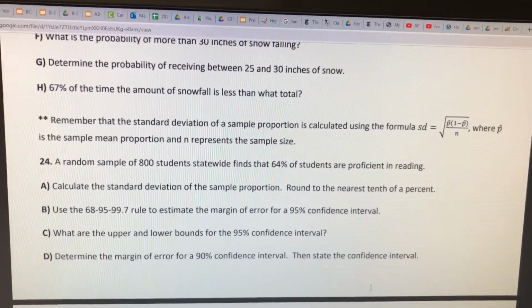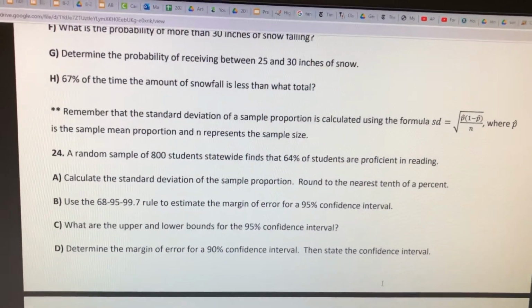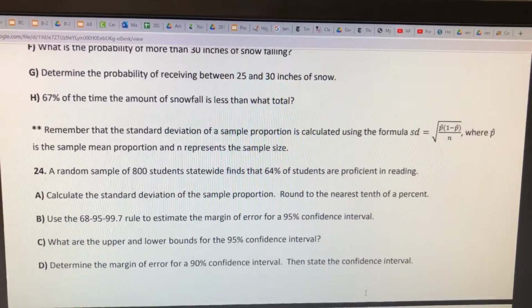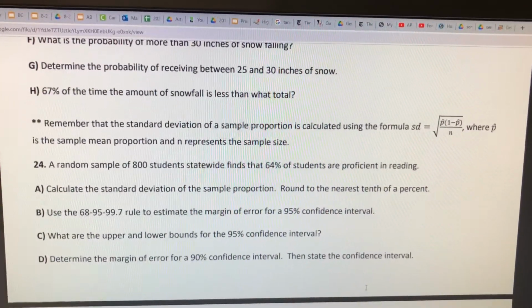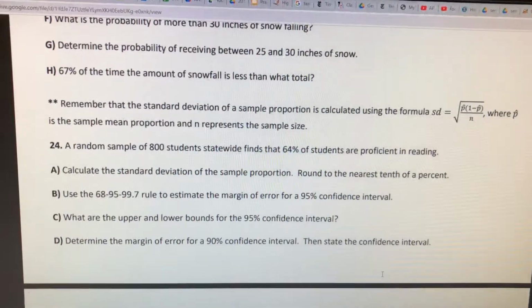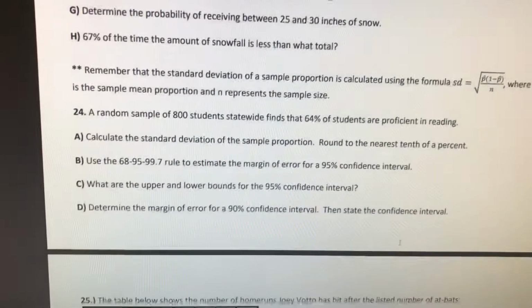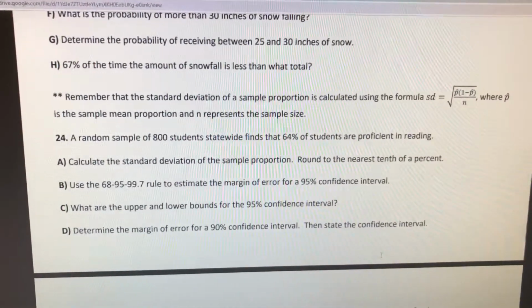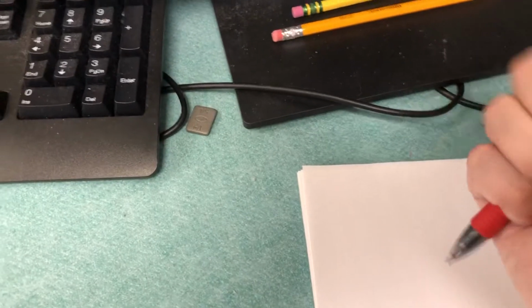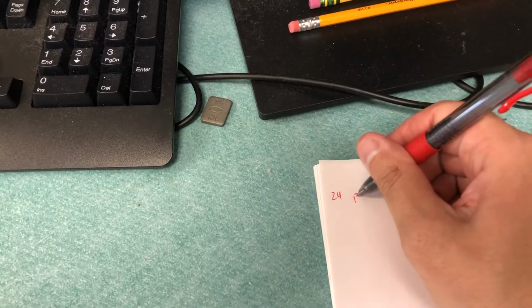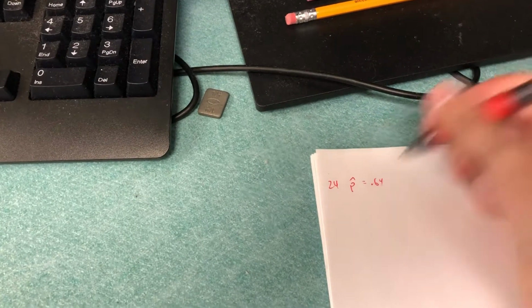So question 24, a random sample of 800 students statewide finds that 64% are proficient in reading. First of all, we want to find the standard deviation, and this probably actually gives you the formula for the standard deviation, which is nice. Remember, you got to know what p hat is. P hat is your 64%, so you're going to be using 0.64. So p hat is 0.64.